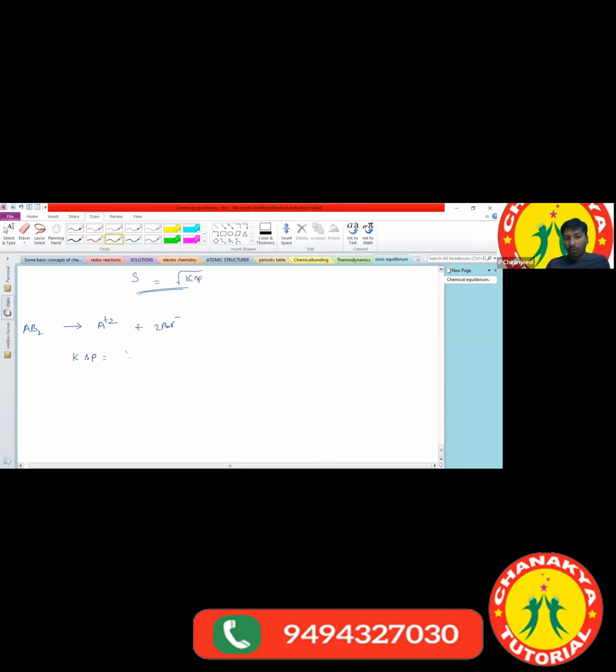So how can we write the Ksp here? Ksp is equal to the molar concentration S for A, and 2S for B, whole to the power of 2. That means 2 squared, which is 4, so S into 4S squared, which gives 4S cubed. Then S is equal to the cube root of Ksp by 4. This is the formula we use to calculate the solubility.